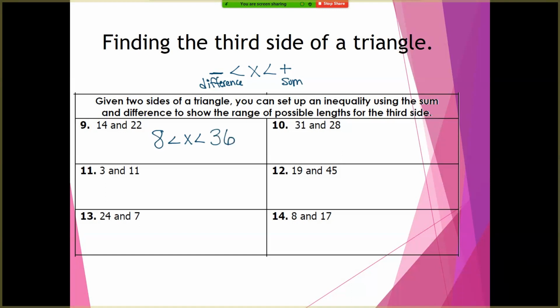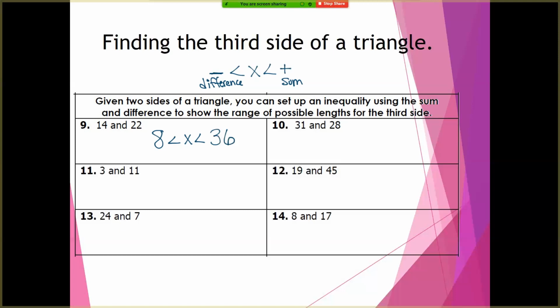So I know for these two sides to be a triangle, I need to pick the third side length to be between 8 and 36, but I can't pick exactly 8 and I can't pick exactly 36. I could pick 8.5. I could pick 8.00000001 if I wanted to. It would become a triangle with those values.